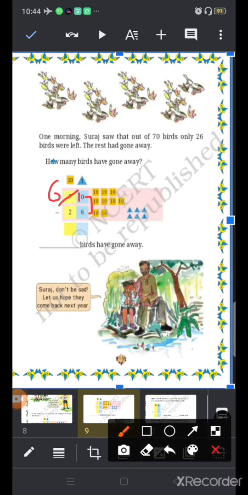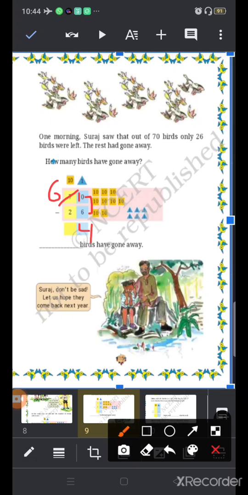Now from 6 onward we'll start counting up to 10. So start counting: 7, 8, 9, 10. So what will you write? Yes, we'll write 4. 10 minus 6 is equal to 4.